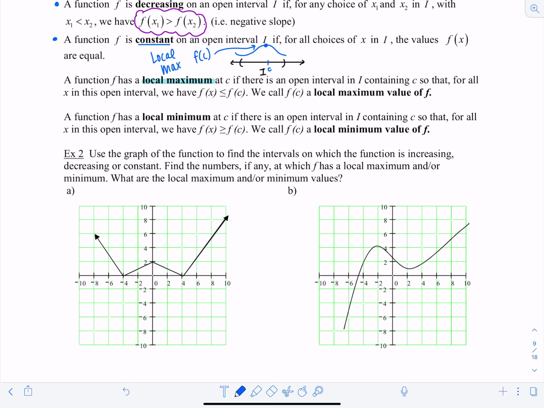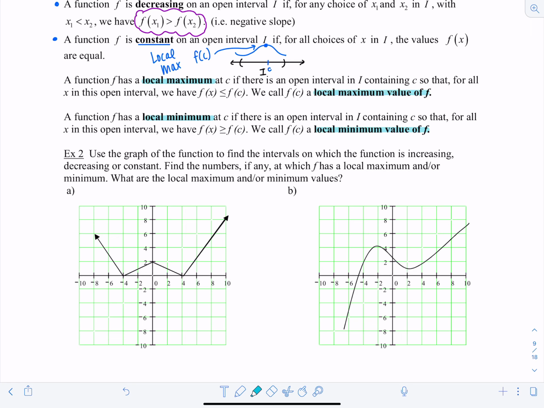Okay, so basically there's a neighborhood of values on both sides of c where f of c is larger than them or equal to. And then similarly, a function f has a local min at c if there's an open interval I containing c, so that for all x in this open interval, then reverse the inequality. So f of x is greater than or equal to f of c, and we call f of c a local min value of f. So the y value is the local min value. Okay?